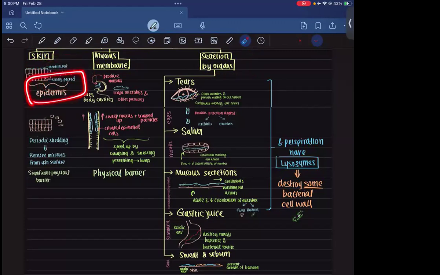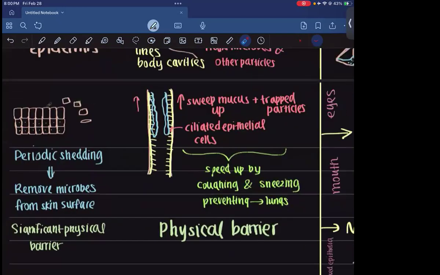Okay, and they are present in the epidermis. Then they have a function called what? Periodic shedding. So during periodic shedding, what will happen? The outermost cells will be sloughed off. These cells will become more dried up, and finally they will be removed. So the layer which is below them will be replacing the layer which was above it.